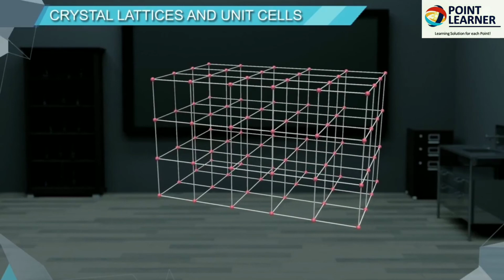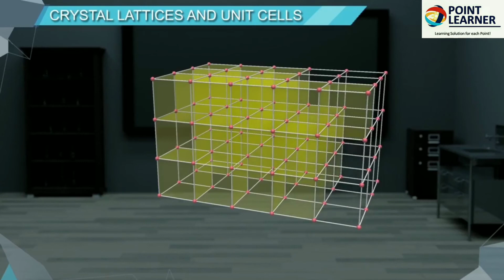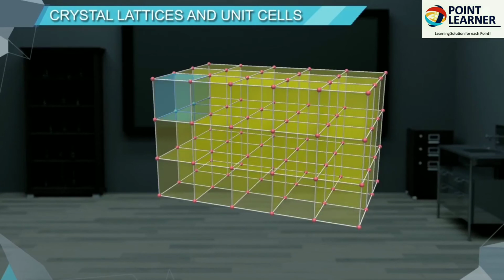Now, if we observe this crystal lattice, we can notice that there is a small group of lattice points that repeats itself again and again to form an entire crystal lattice. This small group of lattice points is known as unit cell. Therefore, unit cell is the smallest portion of a crystal lattice, which, when repeated in different directions, generates the entire lattice.